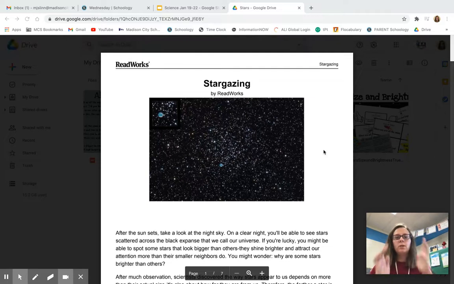Let's look a little bit more deeply into what stars are composed of, or what they're made of, and how they behave. I'm going to read this article to you, and I want you to make your own set of Cornell notes as I read. Remember, Cornell notes are a way for you to keep track of new information as you read. You should divide your paper into 3 sections.